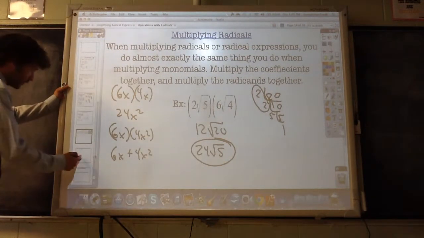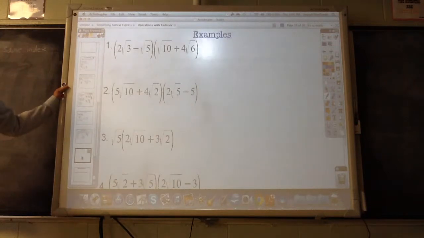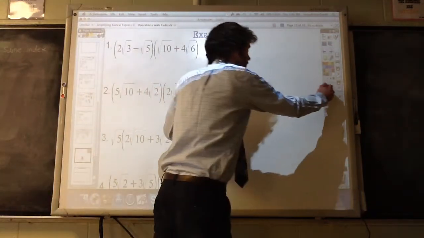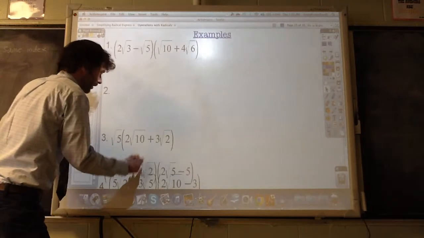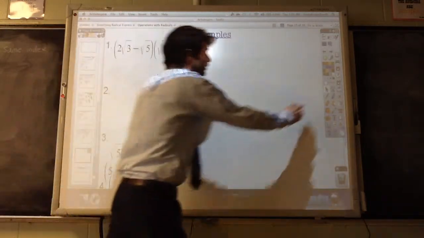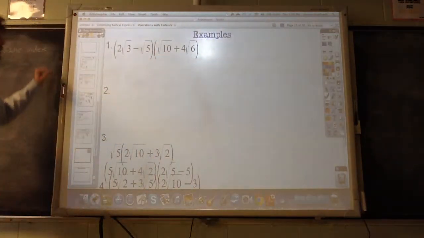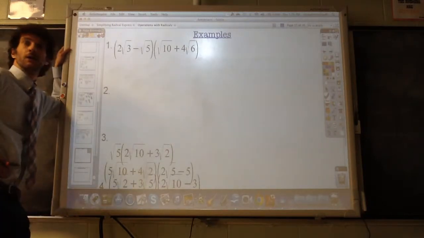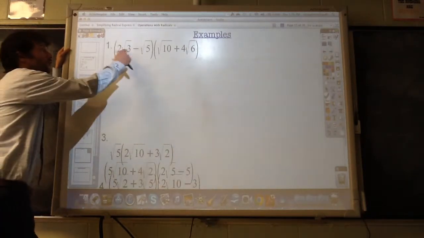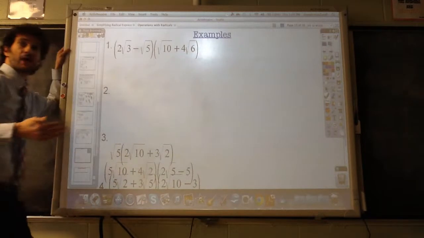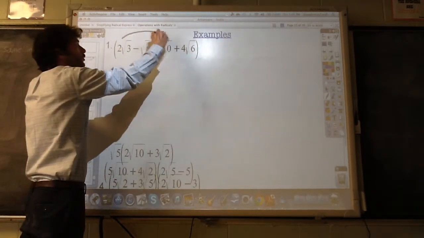You got it? Okay, so now we're looking at some more complicated examples. Let me move this out of the way because I'm going to need some room. So on this example, I'm going to be foiling, because this is 2 terms times 2 terms. When we have that, we FOIL. So it's just like foiling was before.